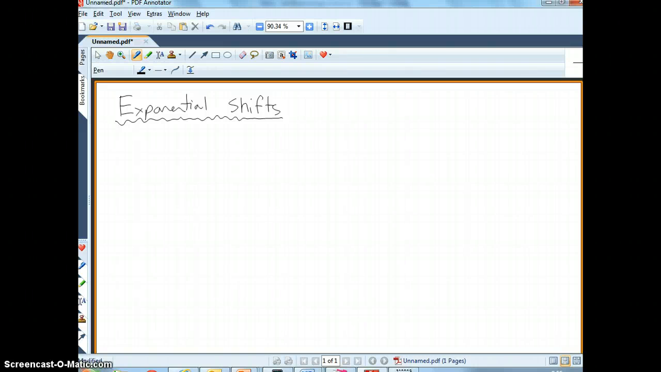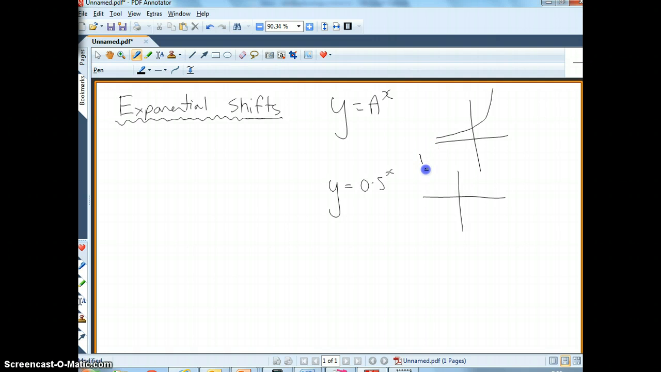Okay, exponential shifts. We've discovered so far the basic exponential graph, y equals a to the x. When a is larger than 1, it looks like this. It cuts at 1 and the exponential goes up. When a is less than 1, say like 0.5, then it looks like this. It comes the other way. That's what we've learned so far.